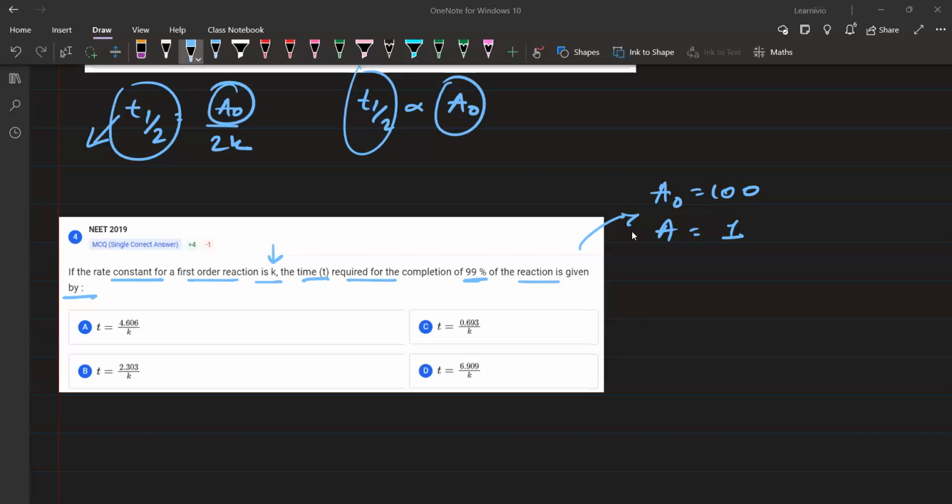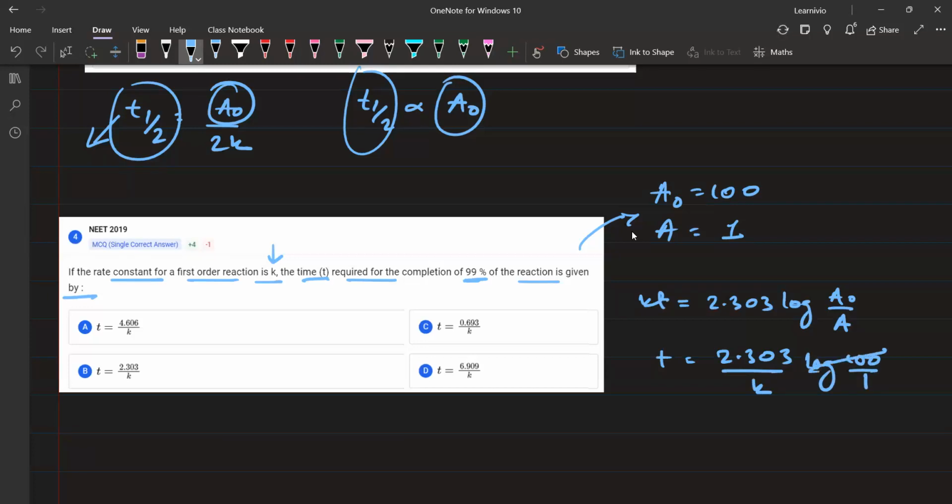So we have Kt equal to 2.303 log A naught by A. Now they're saying K is equal to K. So t will be equal to 2.303 divided by K log of 100 divided by 1. Log 100 is equal to 2. So 2 into 2.303 will be equal to 4.606 divided by K. Option A is the correct option.